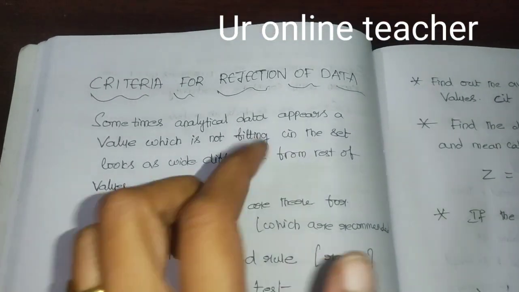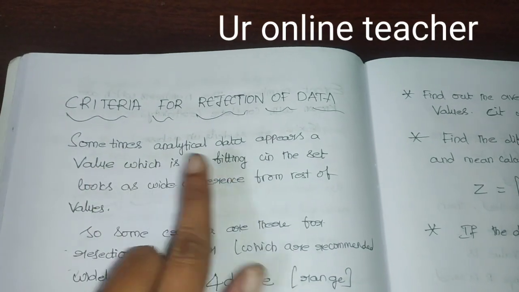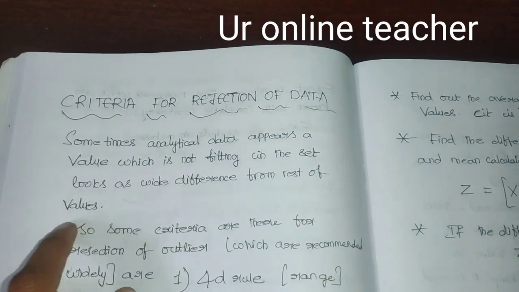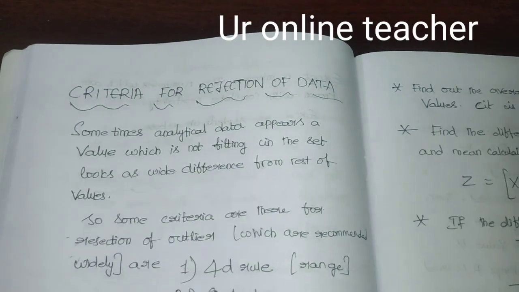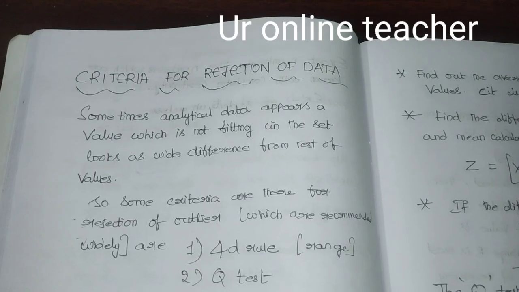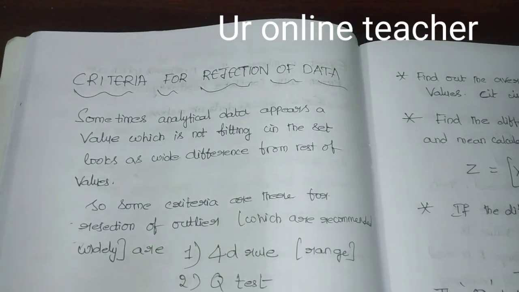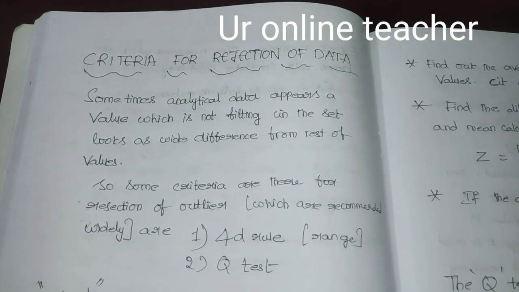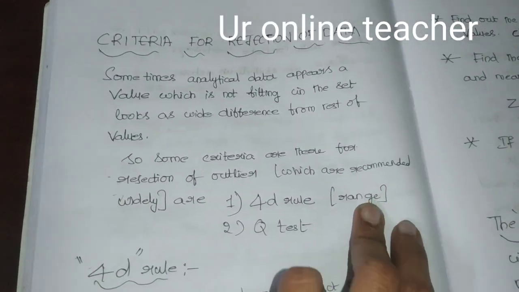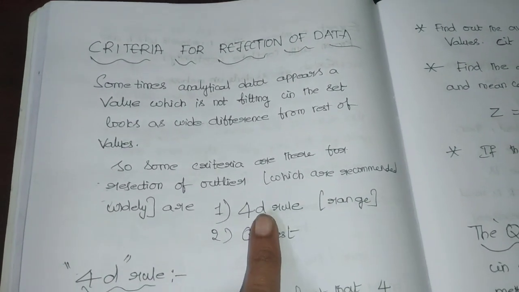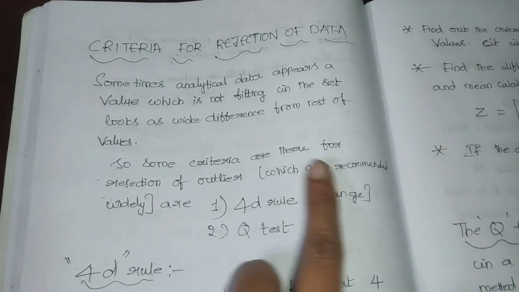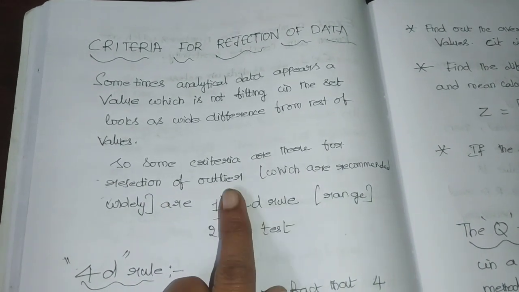Sometimes analytical data appears as a value which is not fitting in the set, and looks like a wide difference from the rest of the values. In those cases we use rejection of data. For this, many rules are there, but the most recommended and widely used rules are the 4D rule, using a range, or the Q-test. These are criteria for rejection of data of an outlier.